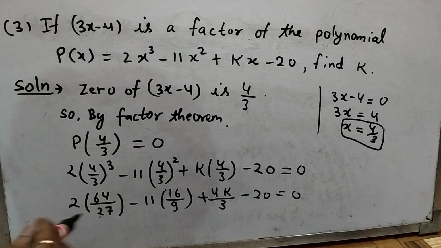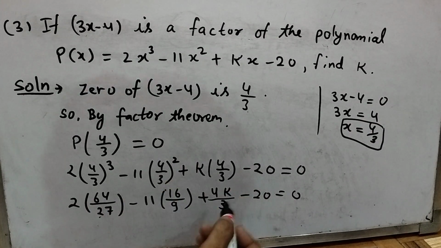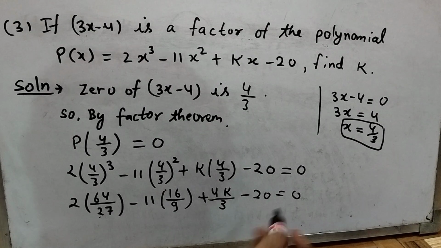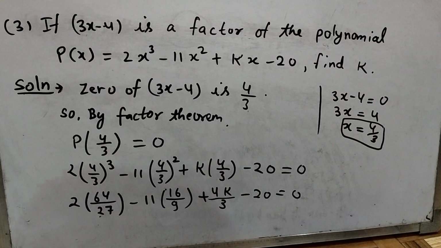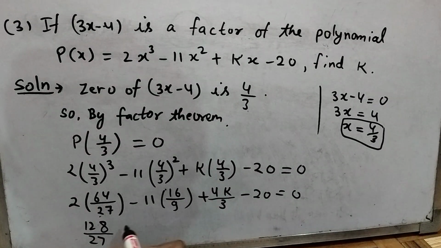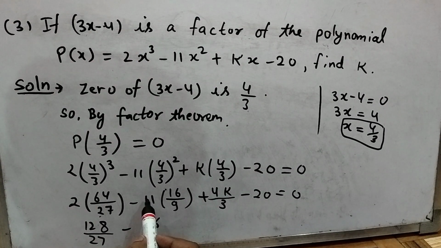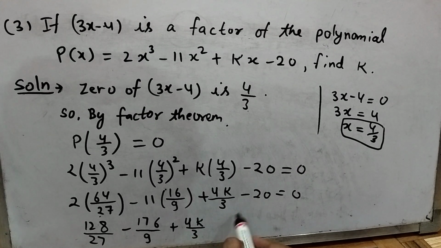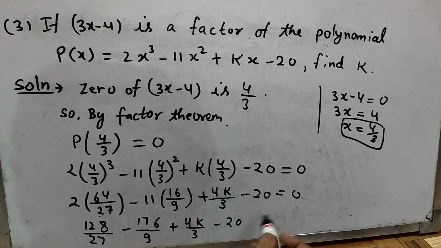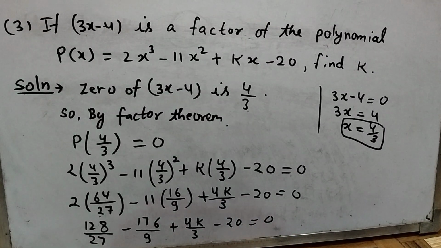What do you have to do? Just follow the rules, solve it, transpose it, and you'll get the value of k. The value of k is easy. So first we multiply: 2 fours are 8, 2 sixteens are 128 upon 27, minus 11 times 16 is 176 upon 9, plus 4k upon 3 minus 20 equal to 0.